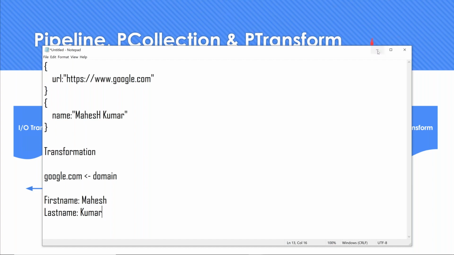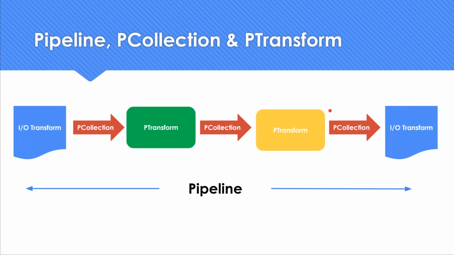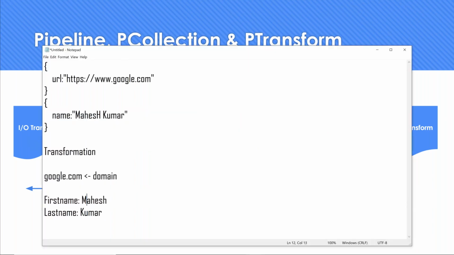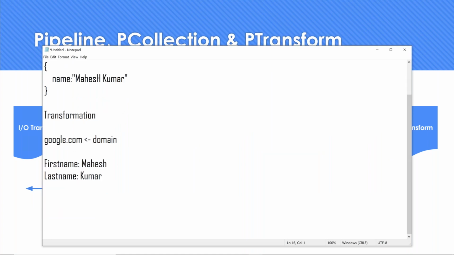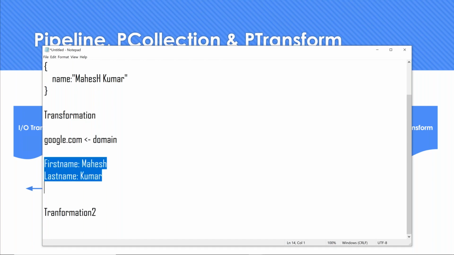Once you do the transformation, you send that to the next transformation. Maybe this is my first transformation, where I have got the names like this. The second transformation is I want to make it all small letters. So transformation 2 is going to be something like this.